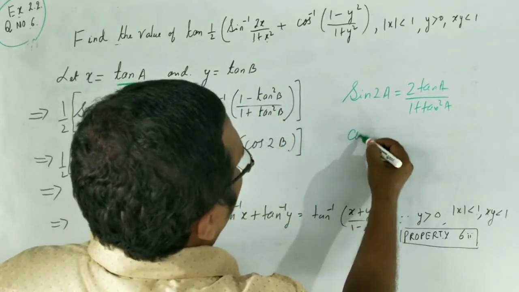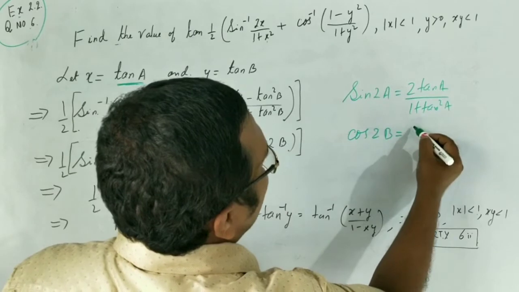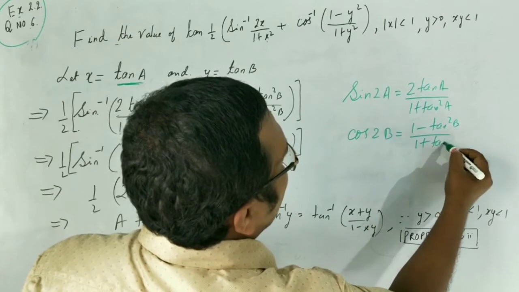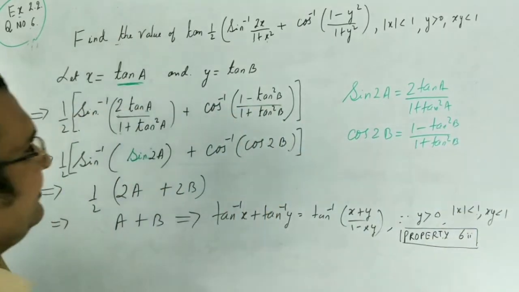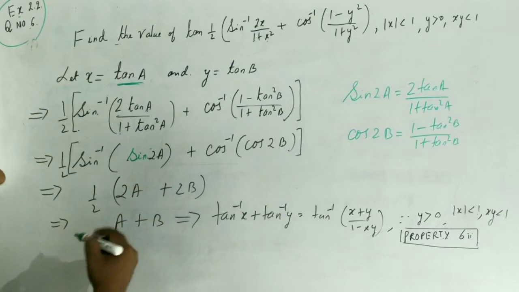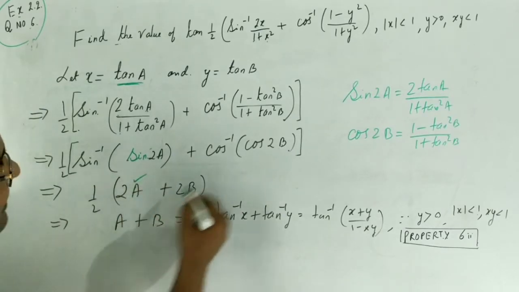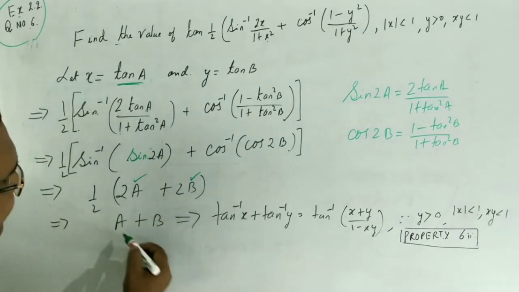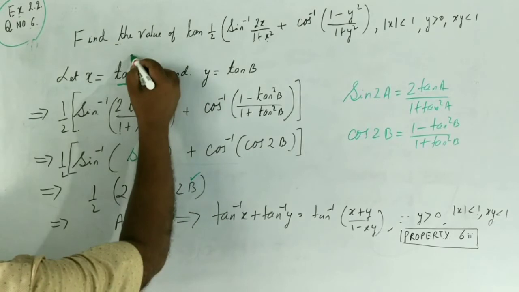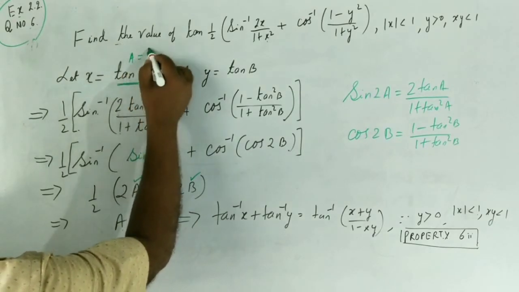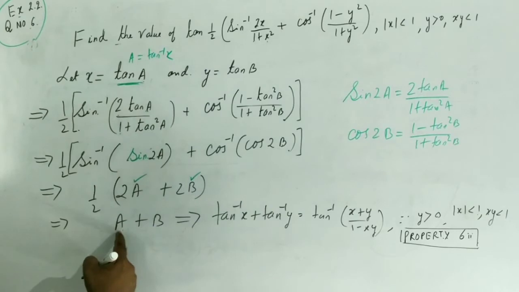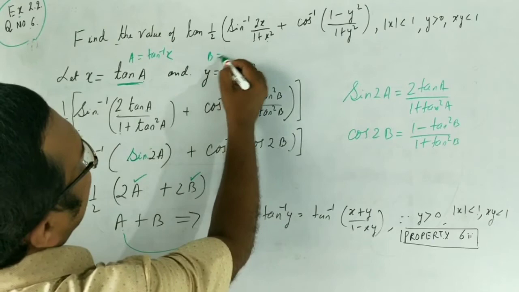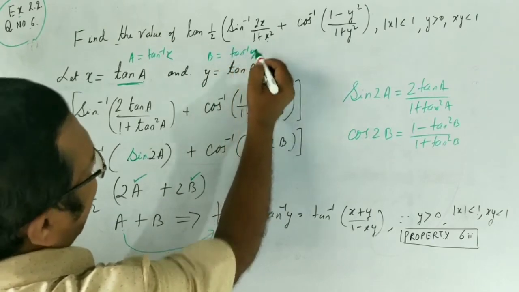So cos 2B will be 1 minus tan square B by 1 plus tan square B, you have studied in class 11. So by the property, this is 2A, this is 2B. Half into 2A is A, half into 2B is B. Now what is A? A will be tan inverse x. A is tan inverse x. And similarly here, B will be tan inverse y.